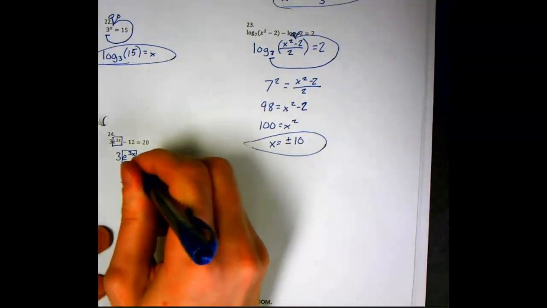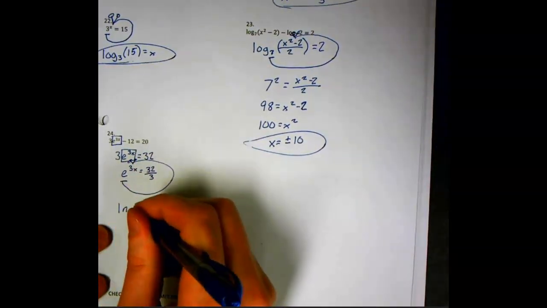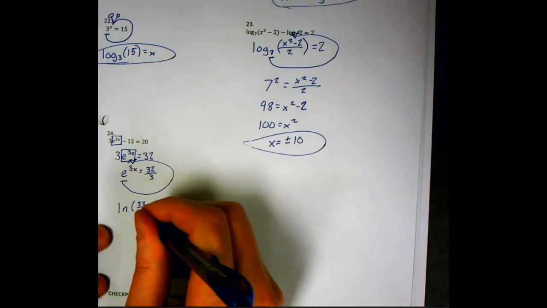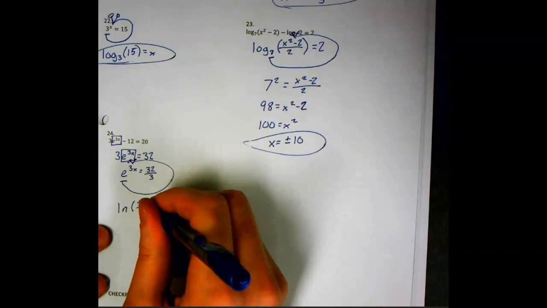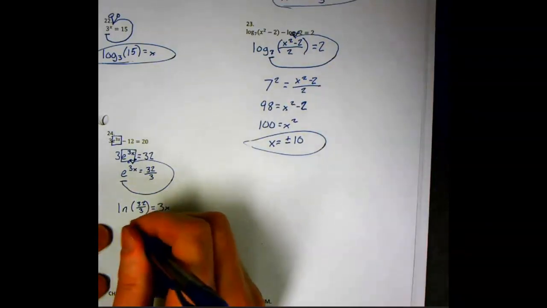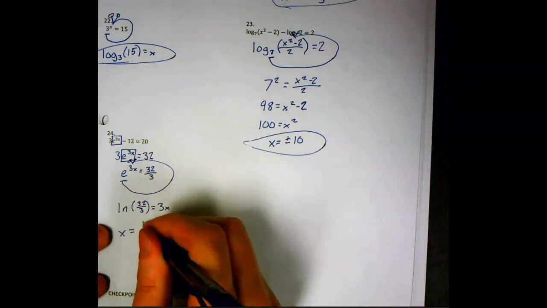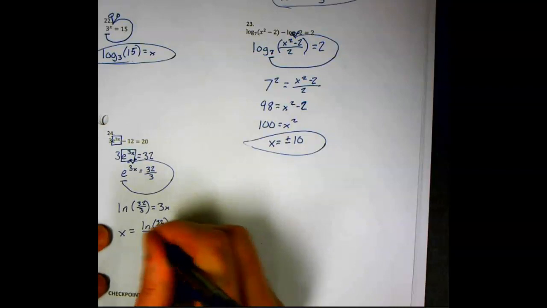Now we can do our snail. We'll have ln of 32, the natural log of 32 over 3, equals 3x. We'll divide by 3, and we have x equals natural log of 32 over 3, divided by 3.